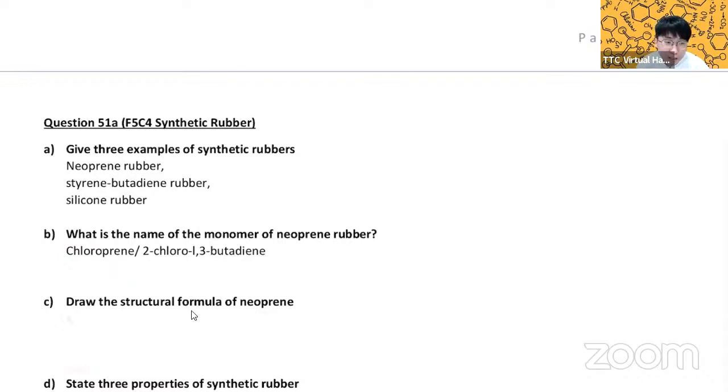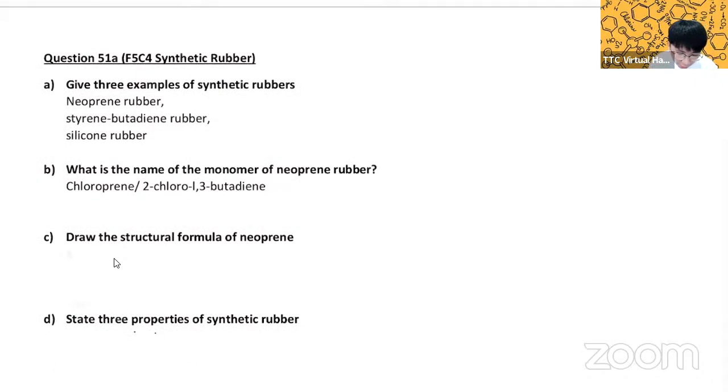So draw the structure for neoprene. It's actually chloroprene. So chloroprene means like this. If you want to draw the diagram, it should be a four carbon monomer first. Then you actually draw it out. So for the structural formula for neoprene, please draw it out.